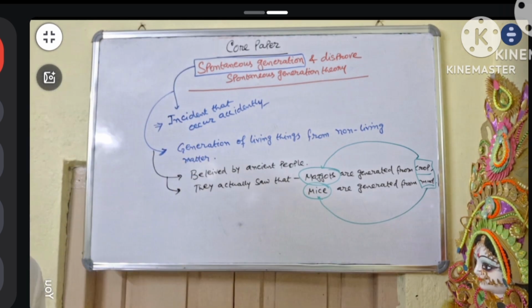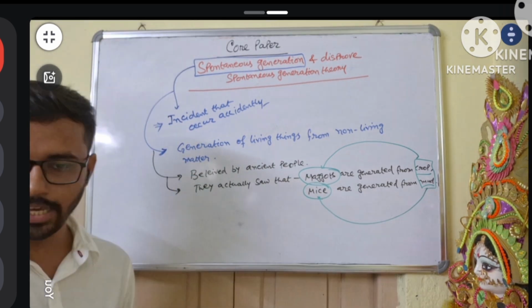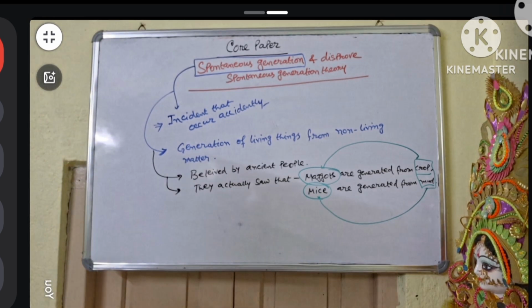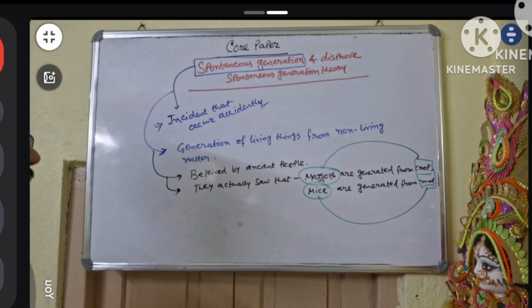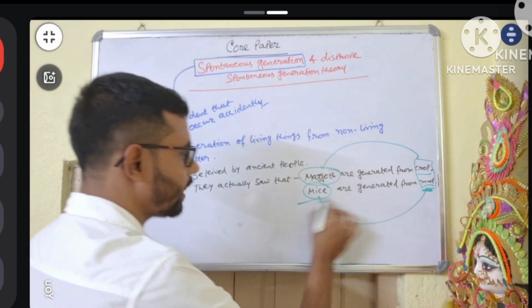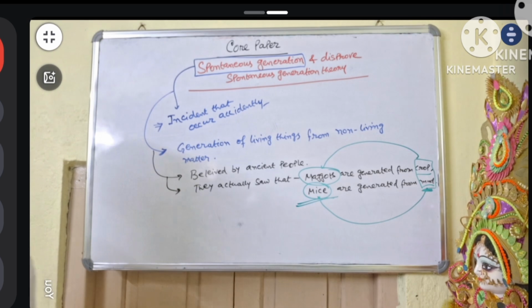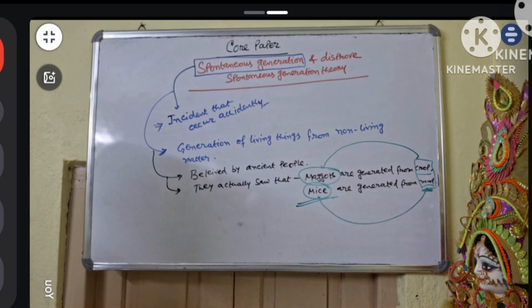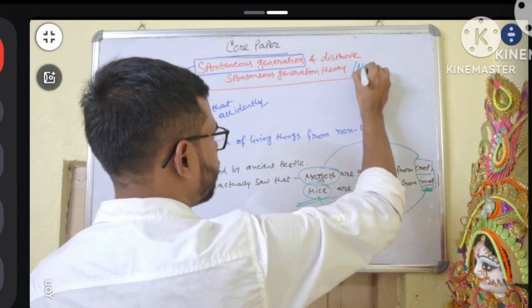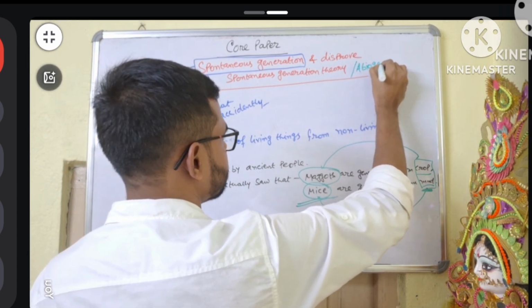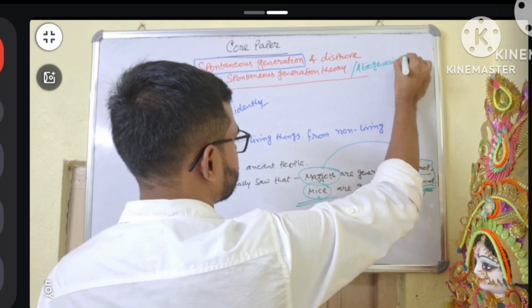Is it possible? Now it seems very crazy, right? But at that time, there was no microscope, no involvement of other instruments. So they believed that non-living things actually generated living beings. And that concept is called spontaneous generation theory or abiogenesis theory.